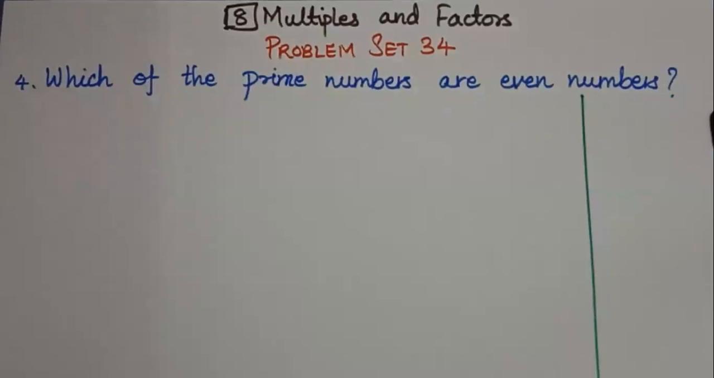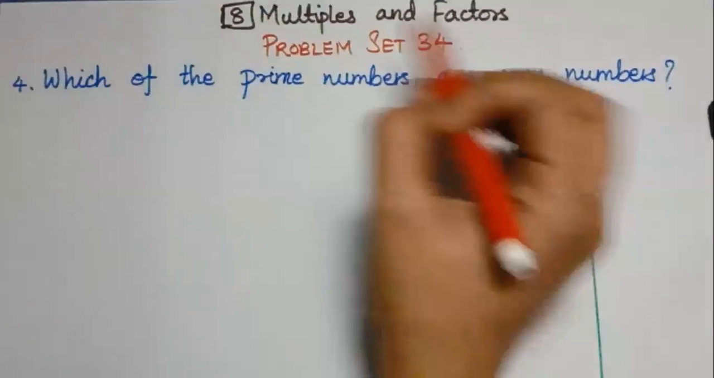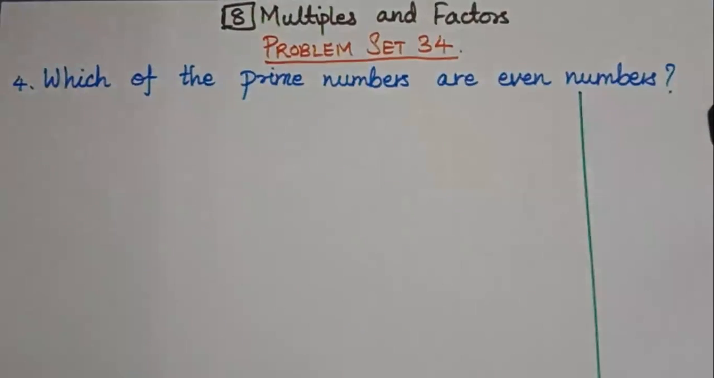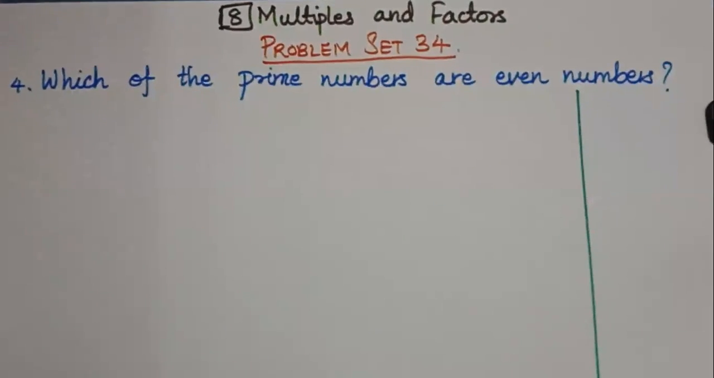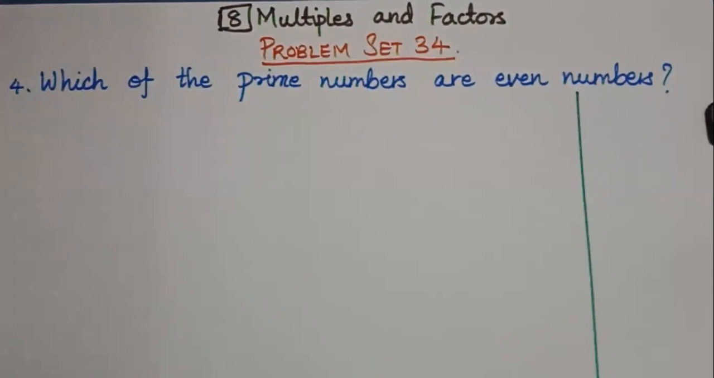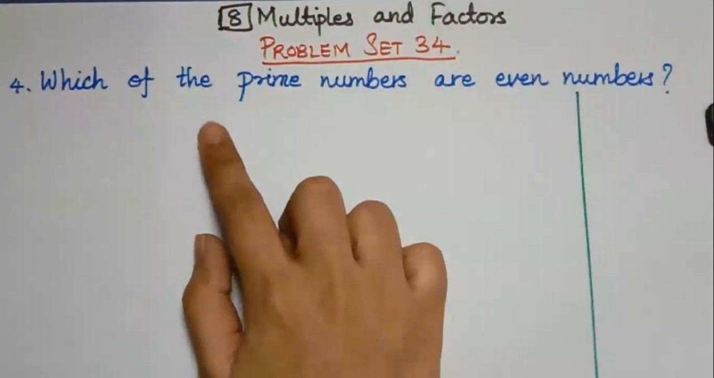We will be continuing with the chapter Multiples and Factors. So we were on problem set 34 and we already completed sums number 1 and 2 from this problem set. I have given you all the third sum of this problem set as homework. Now we are on the fourth sum, okay?